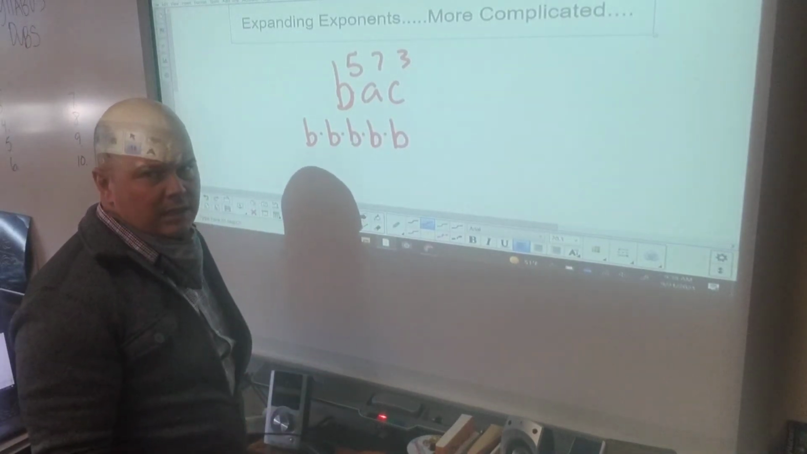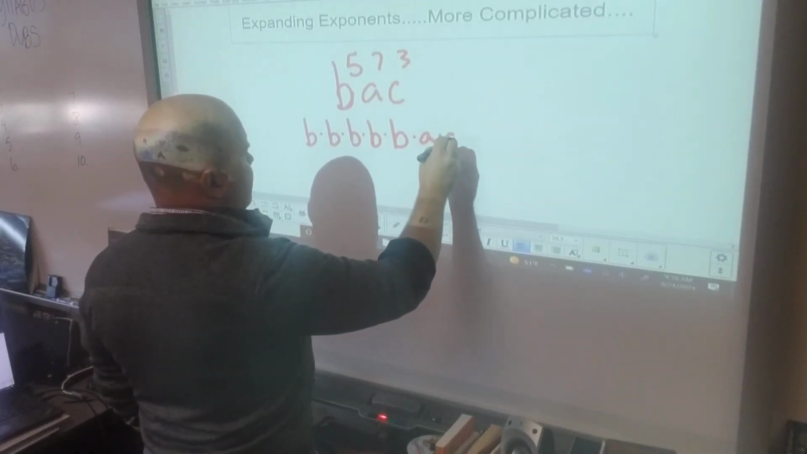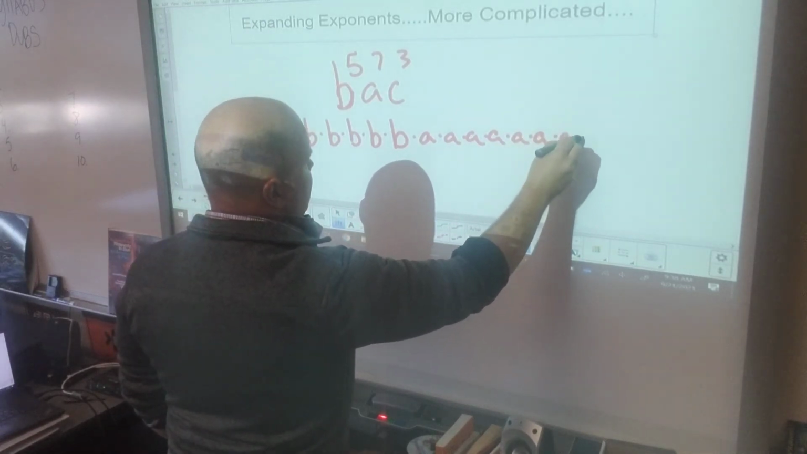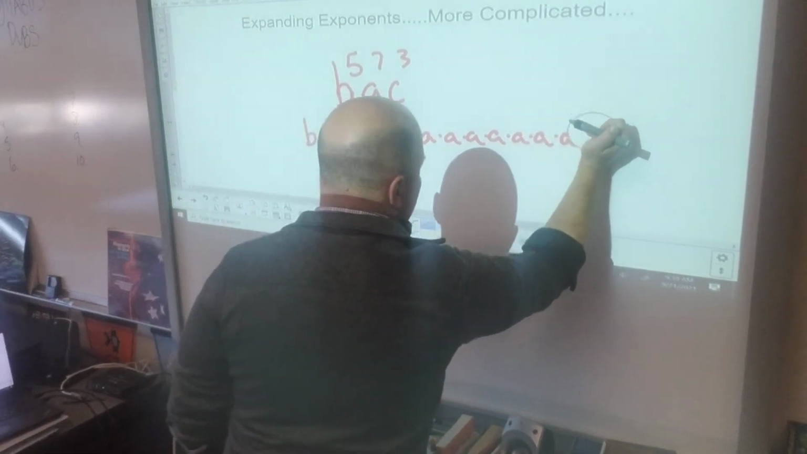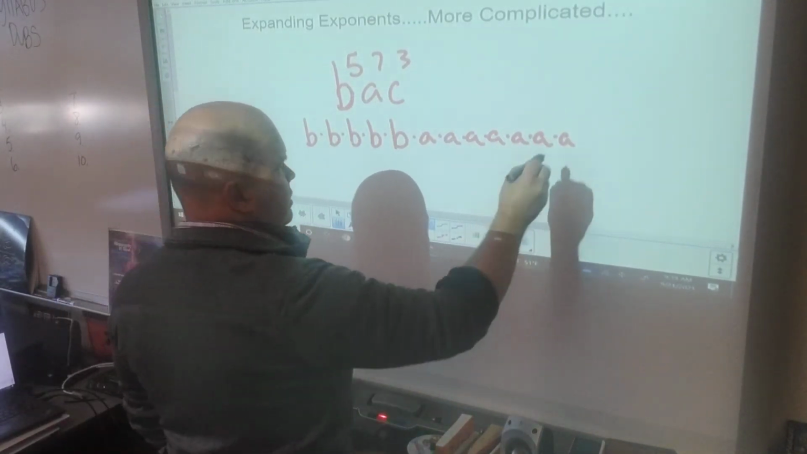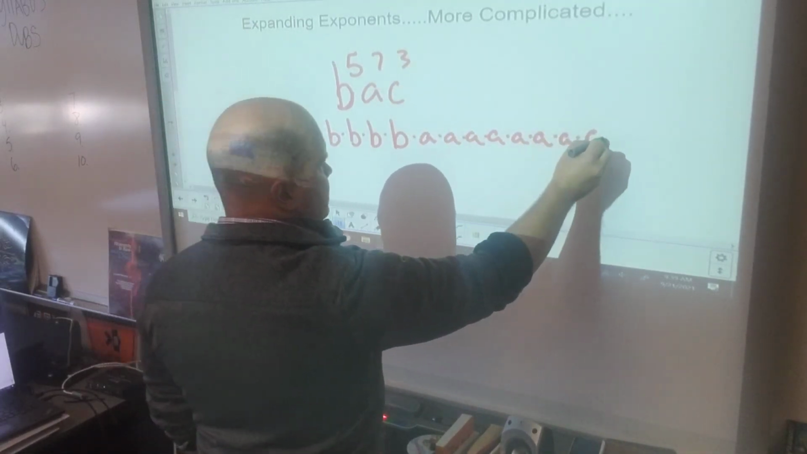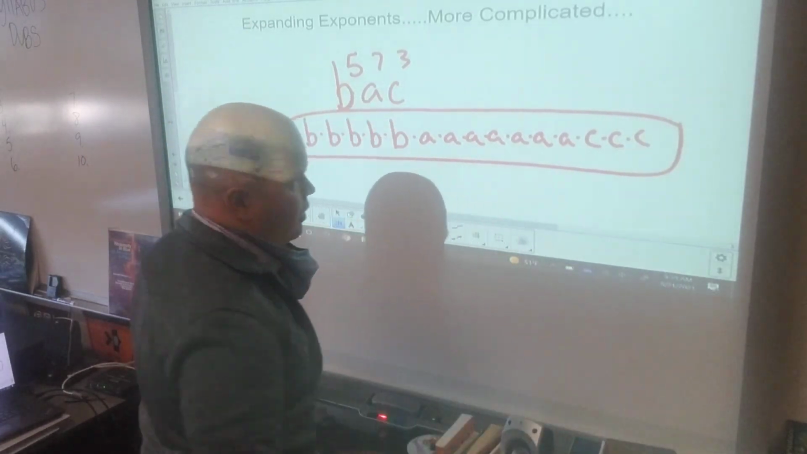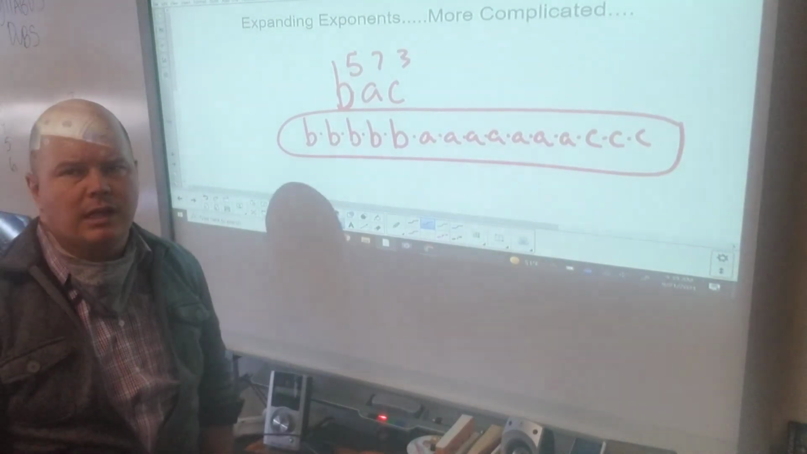Okay, my next base number is the A, and it's being multiplied 7 times. 1, 2, 3, 4, 5, 6. Oops, I went too much. 1, 2, 3, 4, 5, 6, 7. And of course, last but not least, our C is the next base number, and it's being multiplied by itself 3 times. And that entire thing is what my expansion is. And that's exactly what I'm going to want to write out if it asks me to expand.